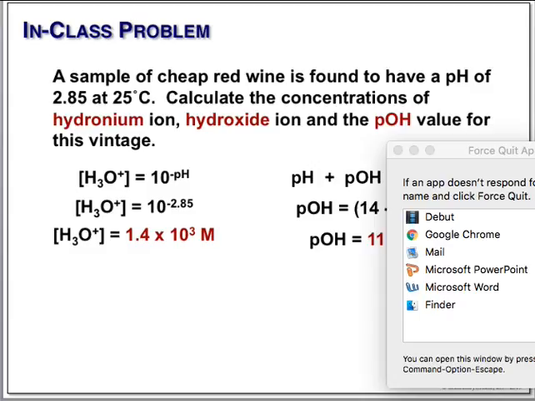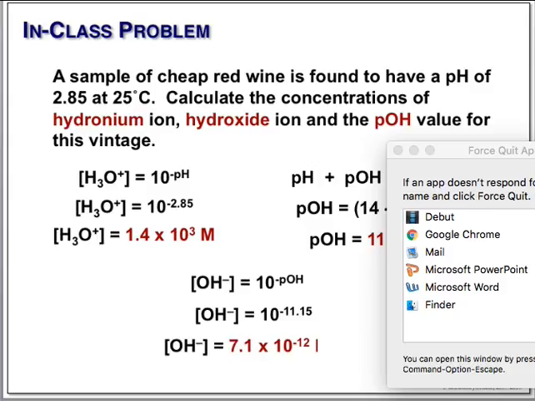And finally, we need to calculate hydroxide. If we know pOH, we can do hydroxide the same way we did hydronium, can't we? It's going to be 10 to the minus pOH. So that's 10 to the minus 11.15. What did you get? I got 7.08 times 10 to the negative 12. Got it. Oh, you round that to 7.1. Oh, to the minus 12.